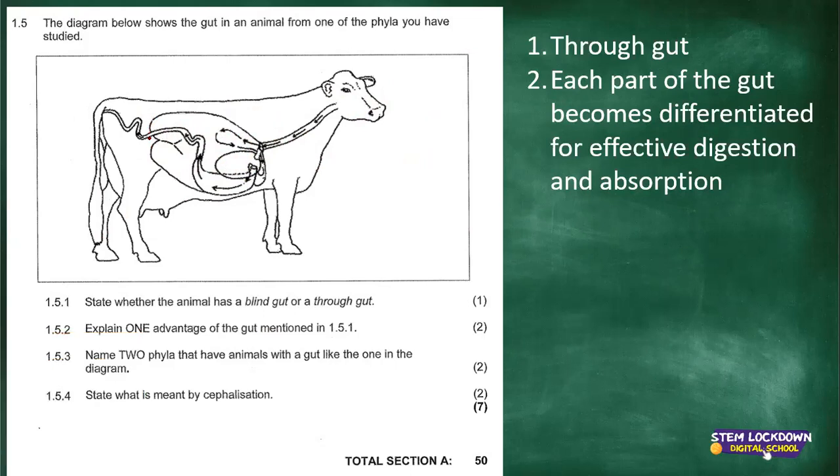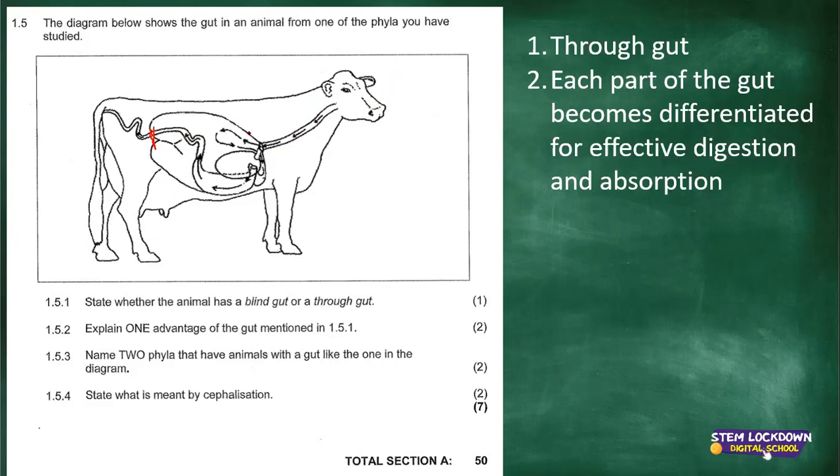Let's say it's one gut. It's closed off over there, the one in red. So what this means is the food will enter here through your mouth. It will digest in your stomach. And then when you need to excrete waste, it would need to come out through the same route. That way it limits the digestion time because you can't eat again until you've excreted.